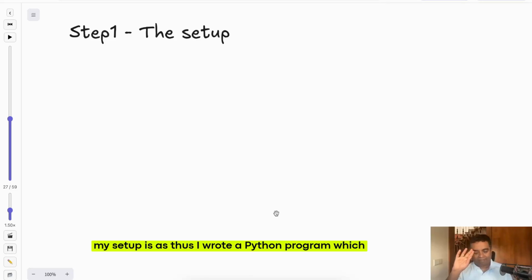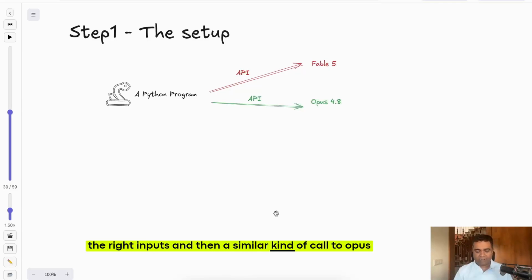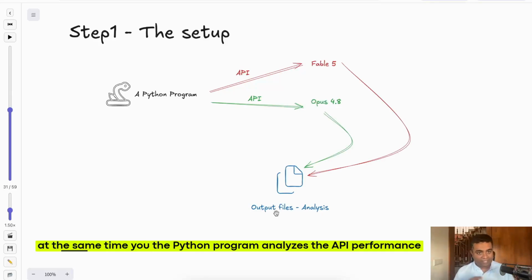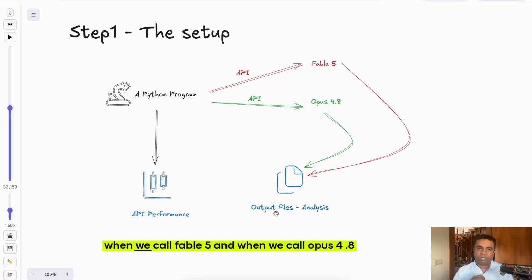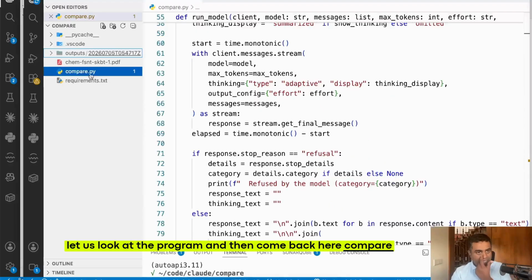So to make this happen, my setup is as thus. I wrote a Python program which through an API calls Fable 5 with the right inputs and then a similar kind of call to Opus 4.8. So now both Fable 5 and Opus 4.8 will give me the output files as analysis, and this is what I would be needing. And at the same time, the Python program analyzes the API performance when we call Fable 5 and when we call Opus 4.8. Let us look at that program and then come back here.